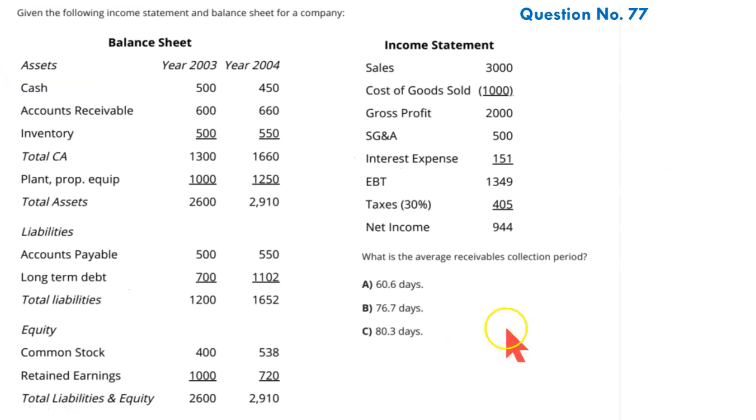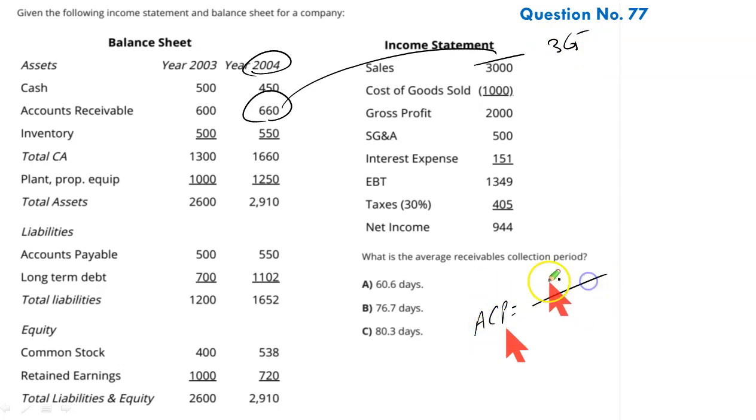Average receivable collection period. Simple. The year is not mentioned, most probably 2004. Most of you will make a mistake. I'll tell you what you will do. You will take your account receivable, divide it by your sales and multiply by 365, and you will get a wrong answer. Because if you remember, average collection period is equal to average account receivable upon your sales multiplied by 365.